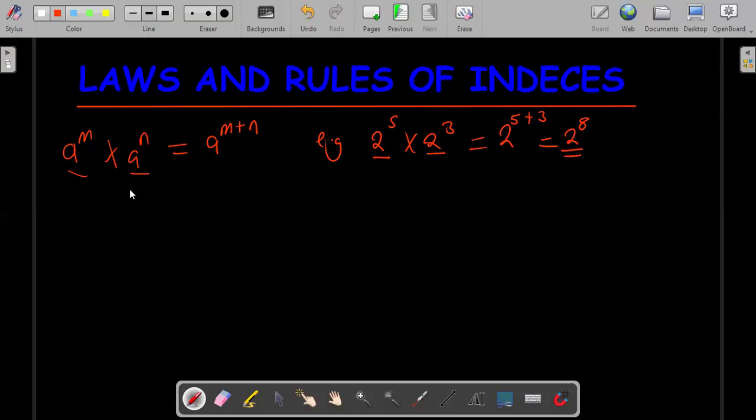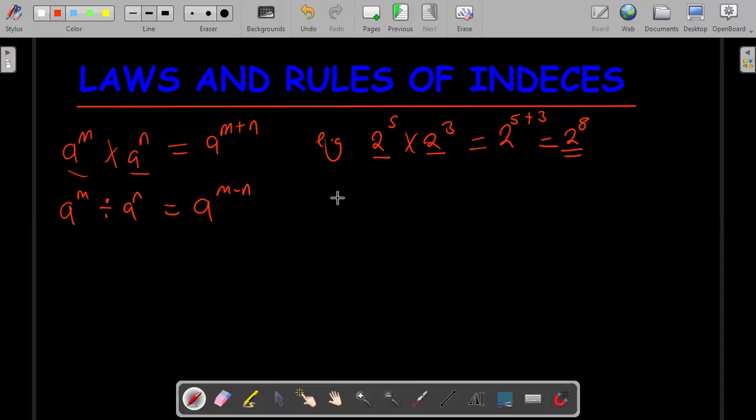Another rule is when you are dividing. What do you do when you are dividing indices? Let's say you have an index with a base A and the power M, and we are dividing it by another index with a base A and the power N. What we do is get our base A and subtract the powers. So in this case, we are going to get A to the power M minus N. So when you're dividing, you subtract the powers. When you're multiplying, you add the powers.